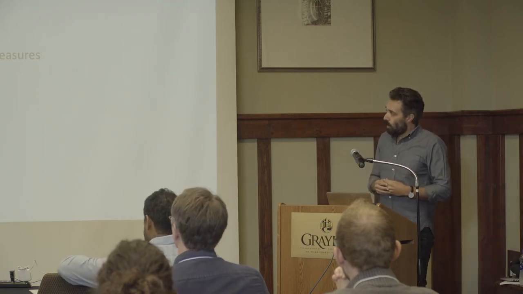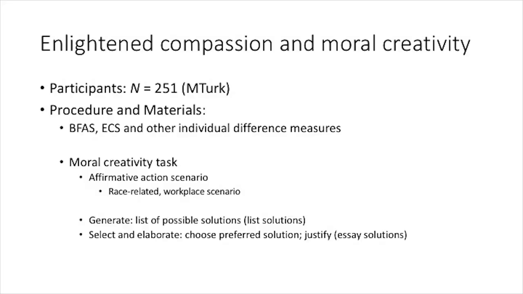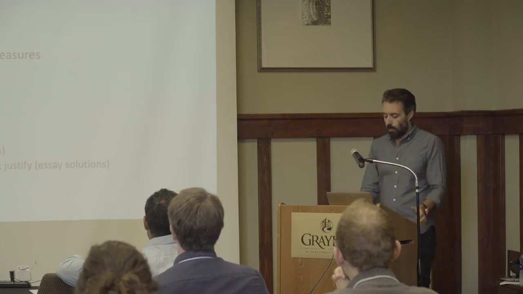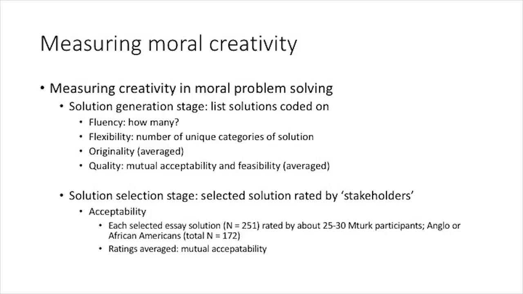And so we asked them to, first of all, generate a list of possible solutions and then select from this list their preferred solution, to justify it and contemplate it more in a longer format response. These were all coded, the list solutions and essay solutions, in terms of moral creativity: fluency, how many solutions were generated in the list stage; flexibility, the number of unique categories into which the list solutions fell; originality, an intuitive assessment of how original, unconventional the solutions are. We average this across all the solutions per person, so we get an average originality score for their list solutions. A quality composite, so we had our raters rate how mutually acceptable do you think the solution would be to all stakeholders involved, and how feasible is it? We put those together and again averaged across the individual list solutions per person.